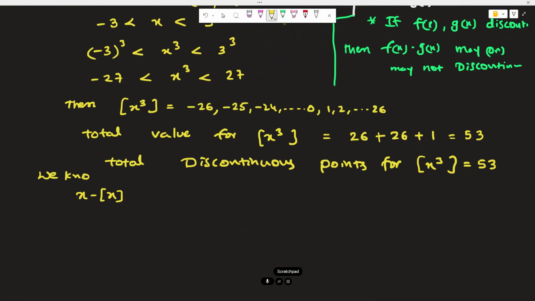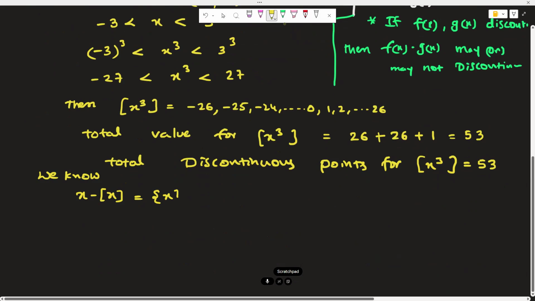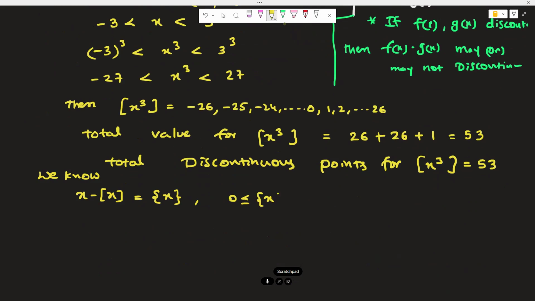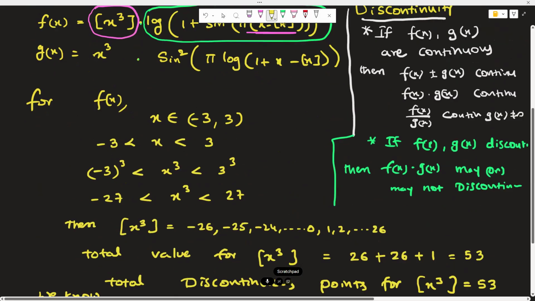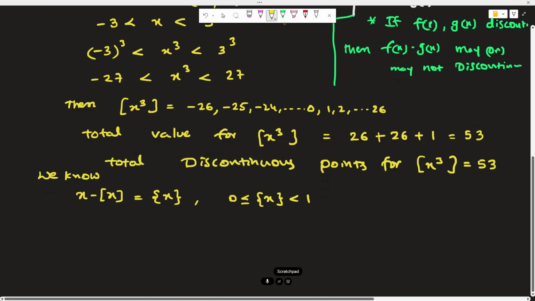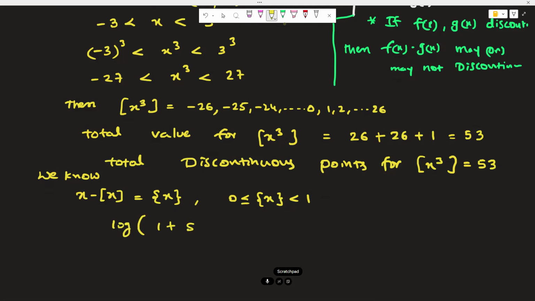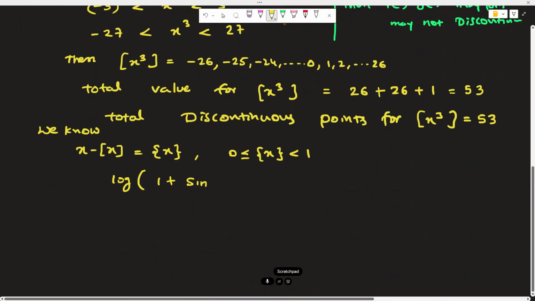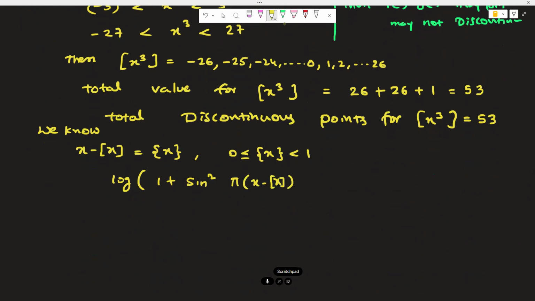So we know that x minus step x is equal to floor x, and floor x belongs to 0 to 1. So that means log of 1 plus sine square pi of x minus step x can be written as log of 1 plus sine square floor pi.